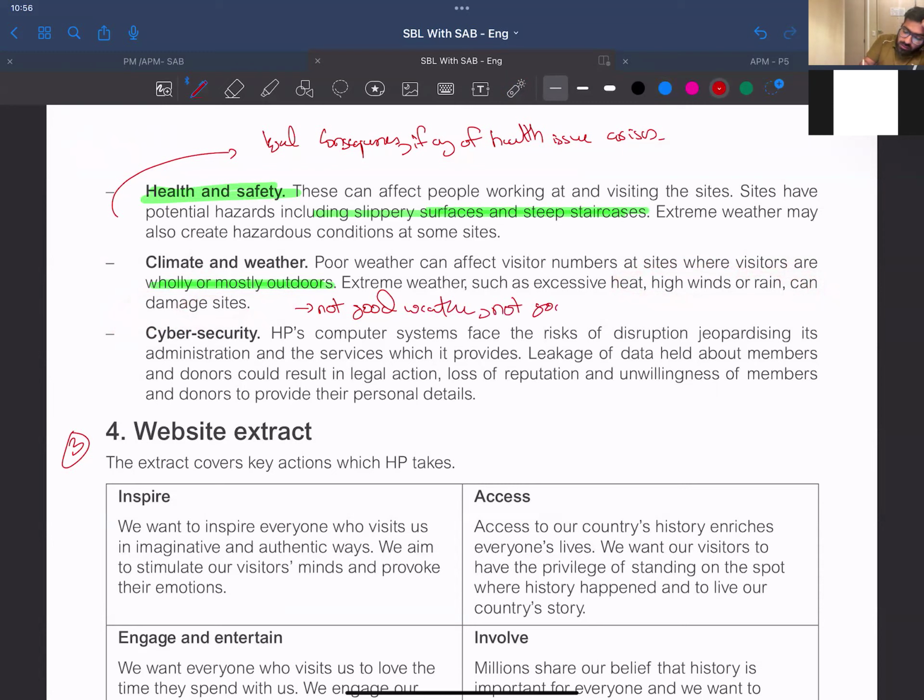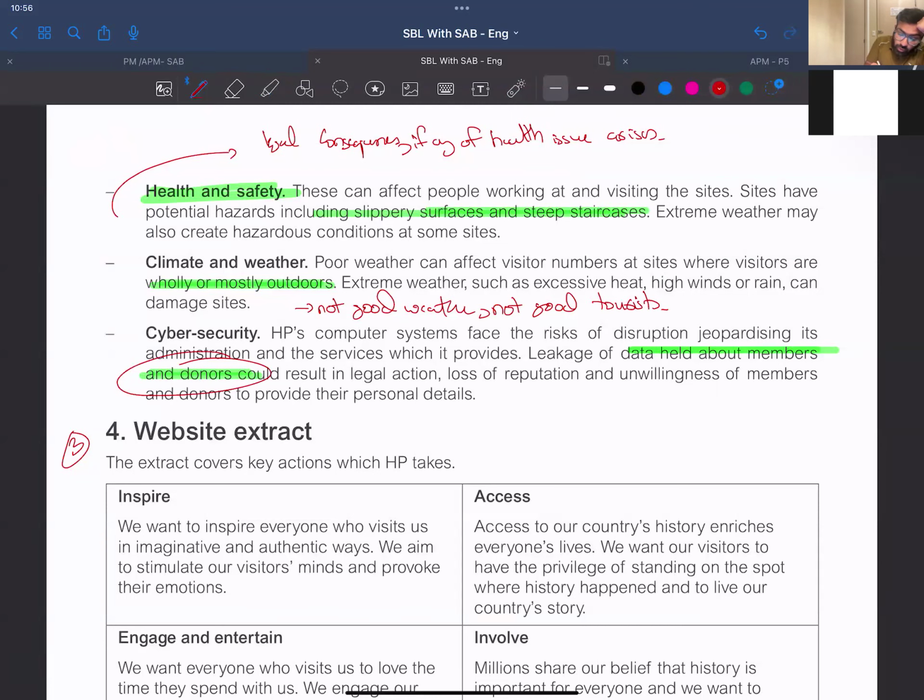Not good weather, not good tourists, right? Then cybersecurity. Now, what's that? Computer systems face the risk of disruption, jeopardizing its administration and the services which it provides. Leakage of data held about members. Yeah, there are members, there are donors, right?